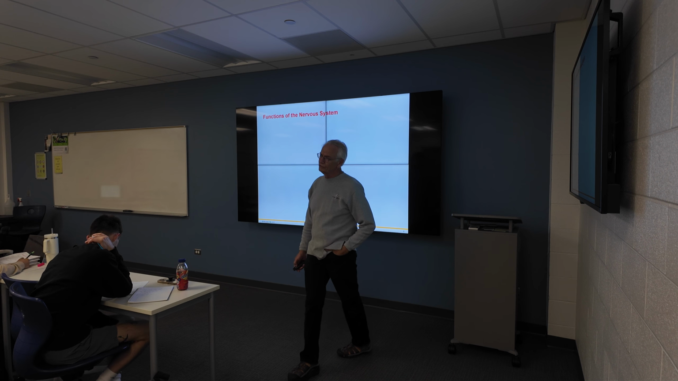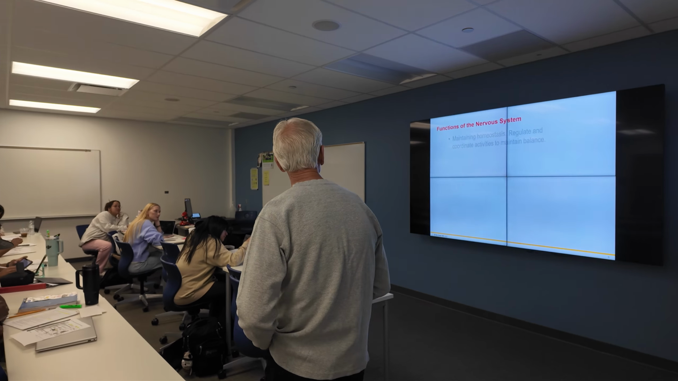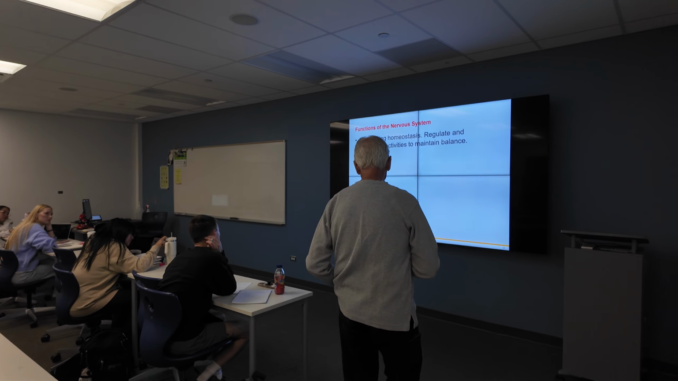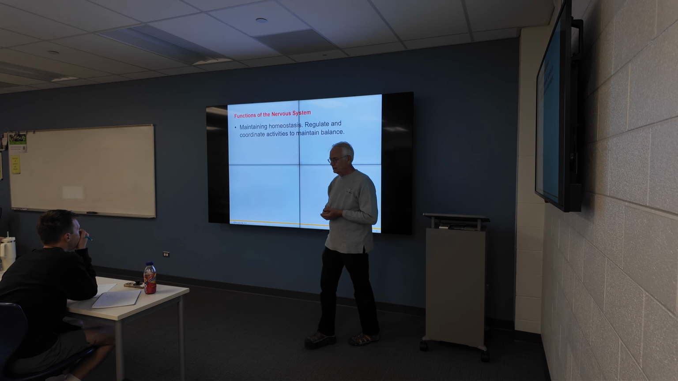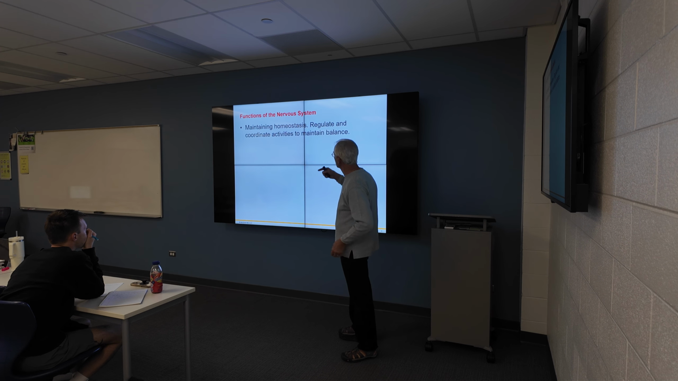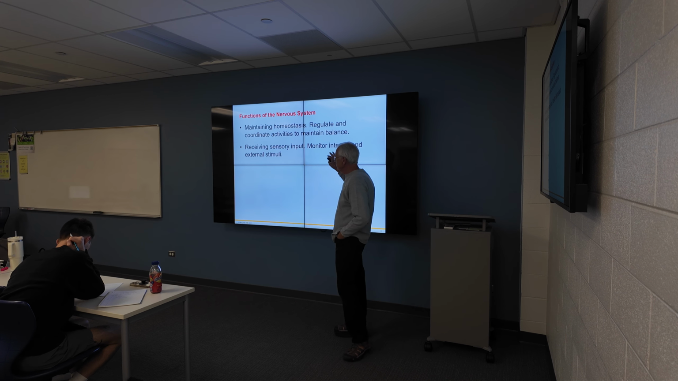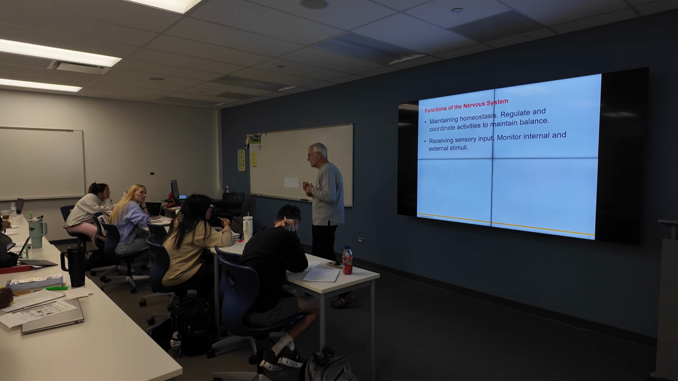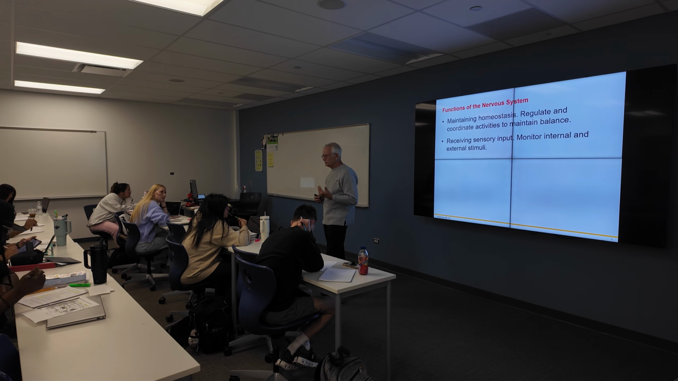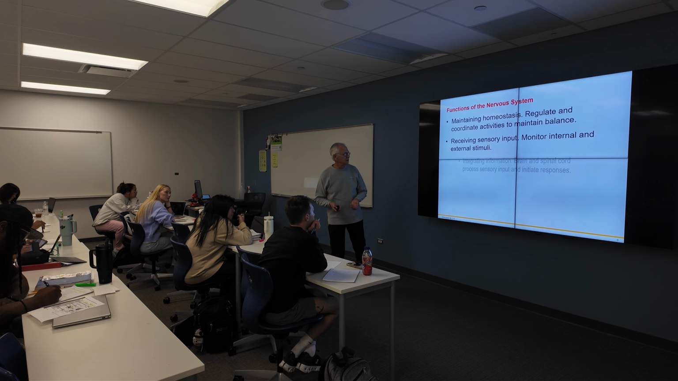All right, so why do we have a nerve system? Well, that's obvious, I need it. Okay, why do you need it? Well, maintaining homeostasis. We've addressed that numerous times, the ability to regulate that environment of the body, regulate and coordinate activities to maintain our balance, receive sensory input, monitor the internal and external stimuli. Internal stimuli are telling you what's going on inside. Hungry. Got to get rid of waste. Thirsty. Okay, some things like that.